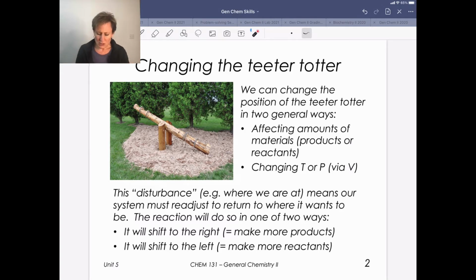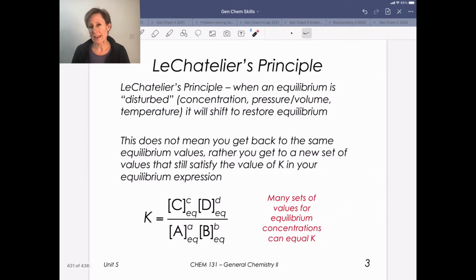So we call this a disturbance, right? We're going to disturb an equilibrium, we're going to poke it, and then we're going to see what happens as it readjusts to get back to where it wants to be. Your reaction is going to do so in one of 2 ways. It's either going to shift to the right and make more products, or it's going to shift to the left and make more reactants. So what we're going to do here is try to understand which way it's going to shift. And I've got a simple analogy here to help you think about how that's going to happen.